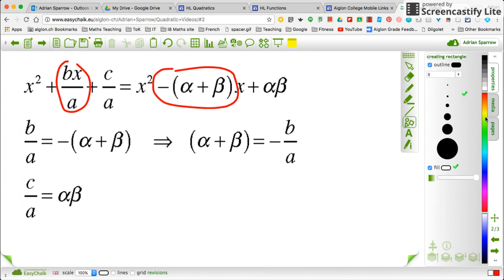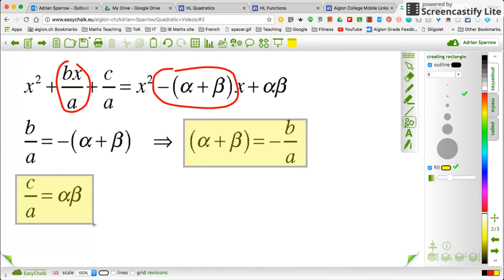Let me have a nice colour here and just draw the key points so that you can keep them. We've got that's one key point, and that is the other key point.